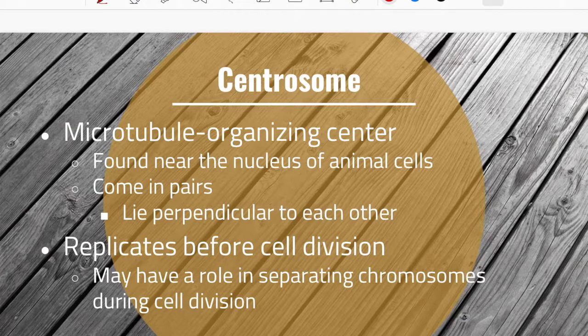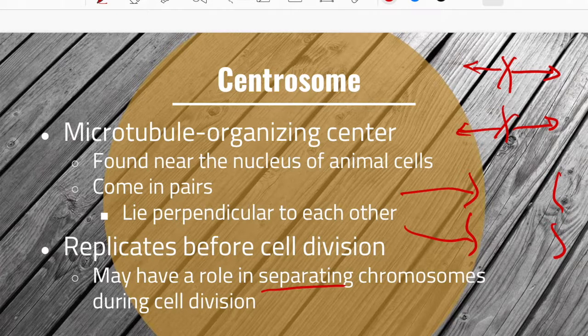But they think that centrosomes have a role in cell division and they help to separate the chromosomes. So in cell division, you've got your chromosomes and you want to separate them out so that each new nucleus has a chromosome in it. And then they think that that's being done through spindle fibers, and the spindle fibers come from your centrosomes, which would be right here.